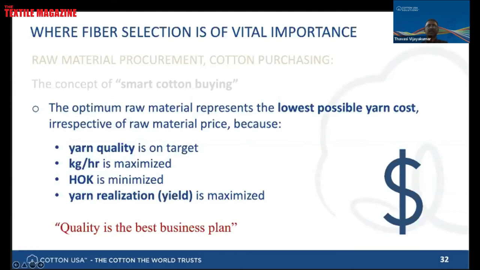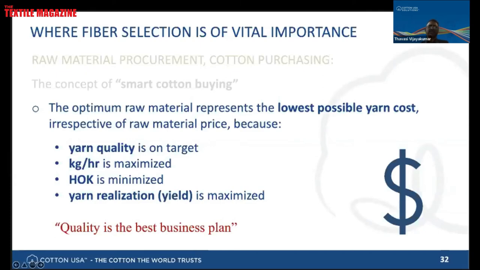So manpower employed is minimized. Kgs per hour is increased, which in turn reduces HOK. We all know what HOK is: HOK is the number of operatives required to produce 100 kgs of yarn. So right cotton parameters used in the laydowns have a significant role in increasing the yield.